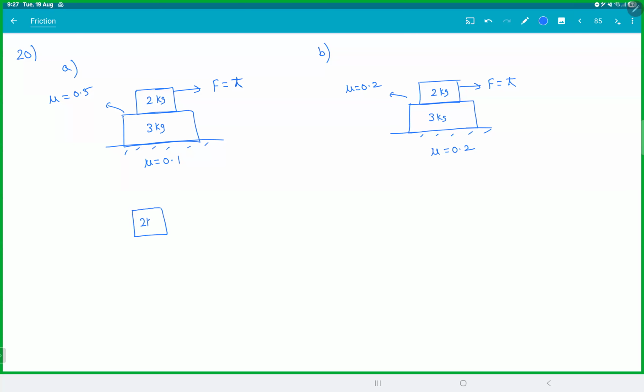In this scenario, 2 kg, this was F equal to t. Let's call this F1 and this F2. Whenever you get this, you always have to check once. What is F1 max? Your F1 max is 0.5 into 2 into 10, 10 newtons. F2 max is 0.1 into 50, 5 newtons. So this is fine. So 3 kg can move. Then you can go ahead with your regular stuff. Assume both are going together, all that thing. 3 kg can move. But look at the second scenario.